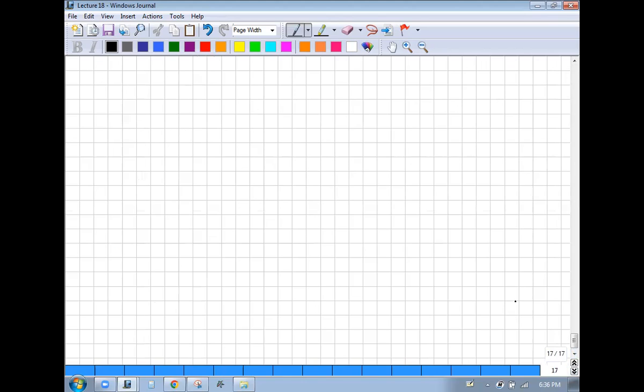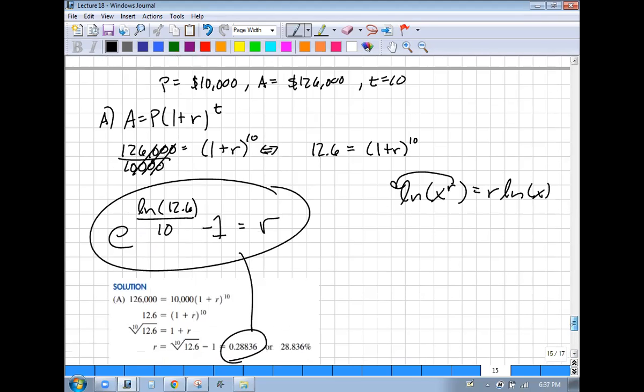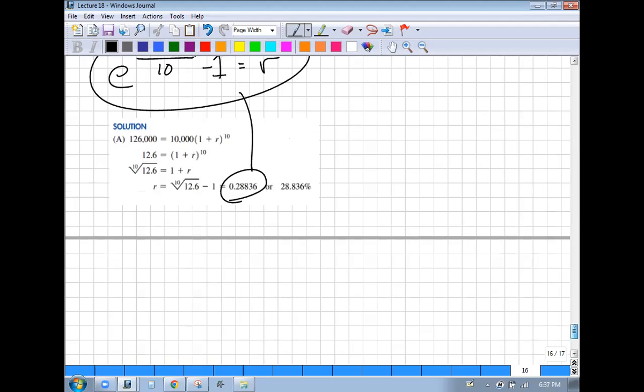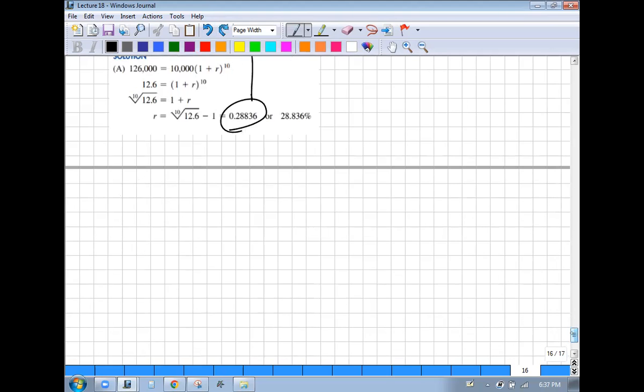A 10th root: think of the number you multiply by itself 10 times to get 1 plus R, or 12.6. What number do you multiply by itself 10 times to get 12.6? Maybe there is a button like that. Let me look and see. I see a square root, a cube root. There is a y, there's that button right there. I've never seen it before. They have a y and then root x. So yes, they do have it on your iPhone.